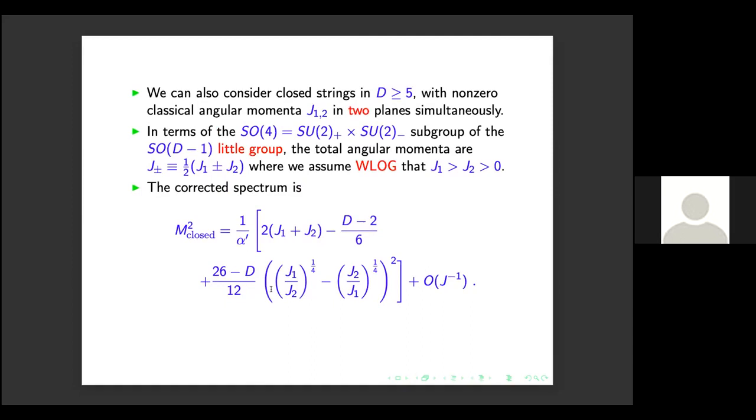We can also consider rotating closed strings, say with non-zero angular momenta in 2 planes simultaneously. And again, you get the same sort of thing. You get the classical mass squared from the classical rotating string. You get a Casimir term proportional to the number of transverse oscillators, d minus 2, and then you get the contribution of the anomaly term proportional to d minus 26. And you can see that this becomes singular when one of the 2 angular momenta is turned off, and I'll mention that at the end.